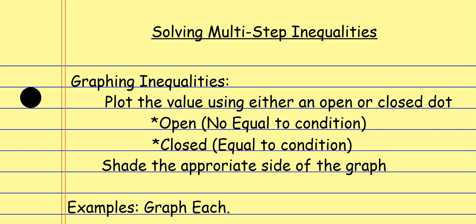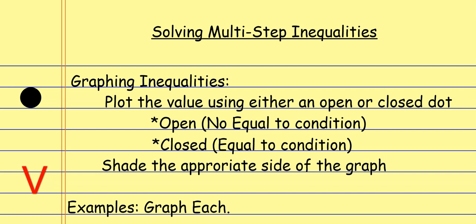So we put an open dot at that point saying, hey, this point doesn't count. All right. And then we shade the appropriate side of the graph. We basically shade the side of the graph where the values we're talking about are. So if it says we want to be less than that value, we have to shade to the left because that's where all the smaller values are. And if it says greater than that value, well, then we want to shade to the right because that's where all the bigger values are.